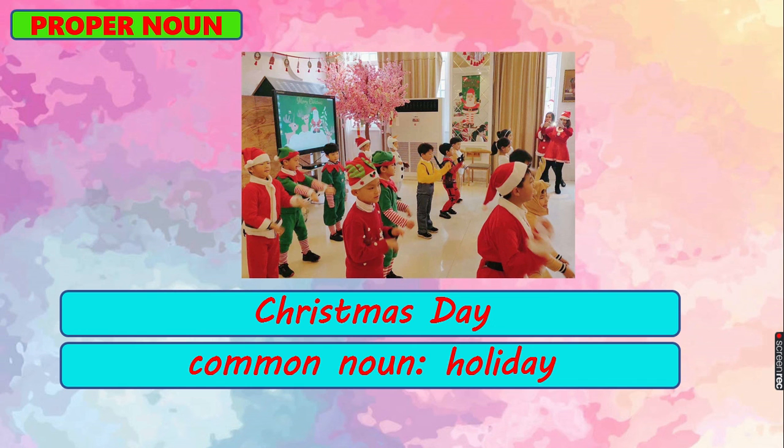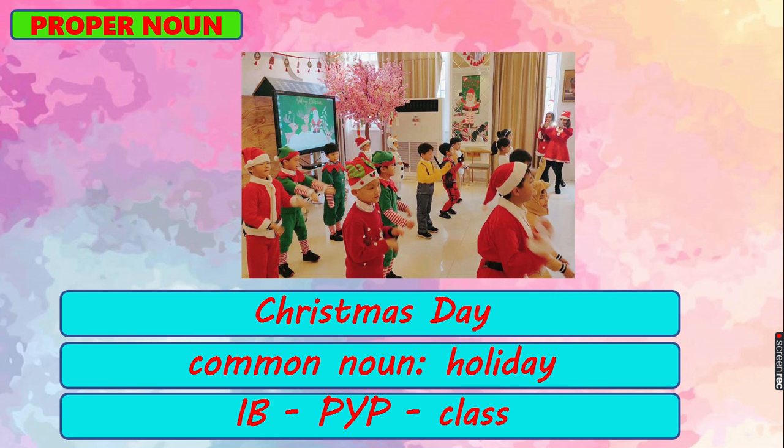Other holidays can be New Year's Day or Mother's Day or Chinese New Year's Day or Spring Festival. All of those holiday names, Dragon Boat Festival, they all begin with a capital letter because they are all names of holidays. They are all proper nouns. We can also say IBPYP. If you can see, they all start with capital letters. It's an abbreviation, an acronym. And the common noun for IBPYP is the word class.